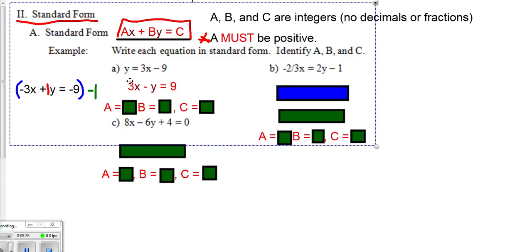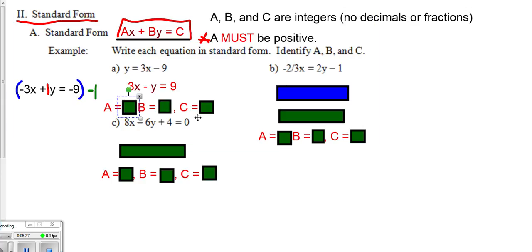Now, if this is our standard form, a then is 3. We can see that right here. B then is -1. If there's nothing in front of the y, it's like a 1, and it's negative because we have minus, so -1. And C is +9. So this would be the standard form. This would be our A, B, and C value.